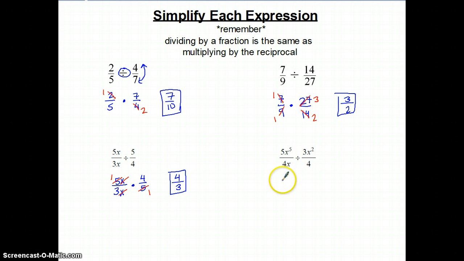Last on this slide, my 5x to the 5th remains the same over 4x. My division changes to multiplication, and I reciprocate or flip over the second fraction. So I now have 4 over 3x squared instead of 3x squared over 4. And now I will reduce as much as possible.